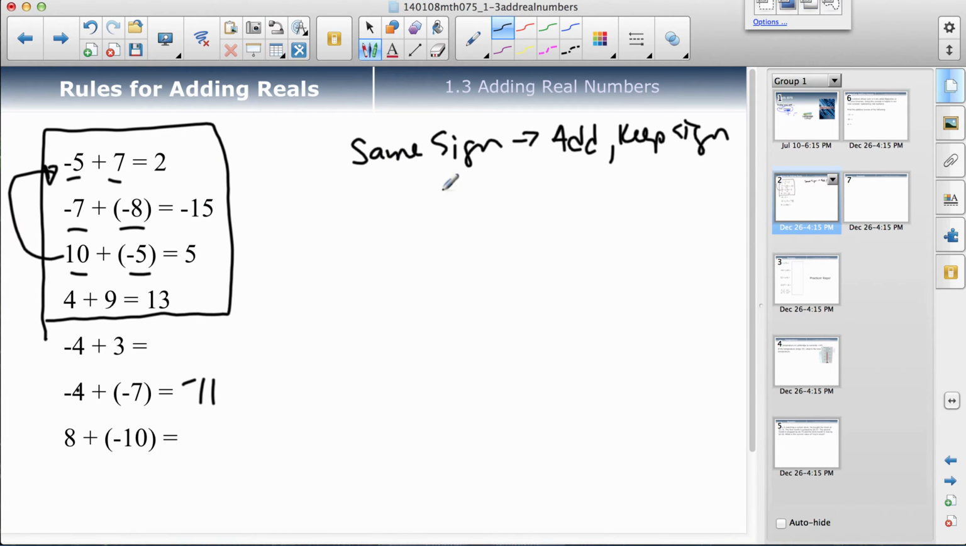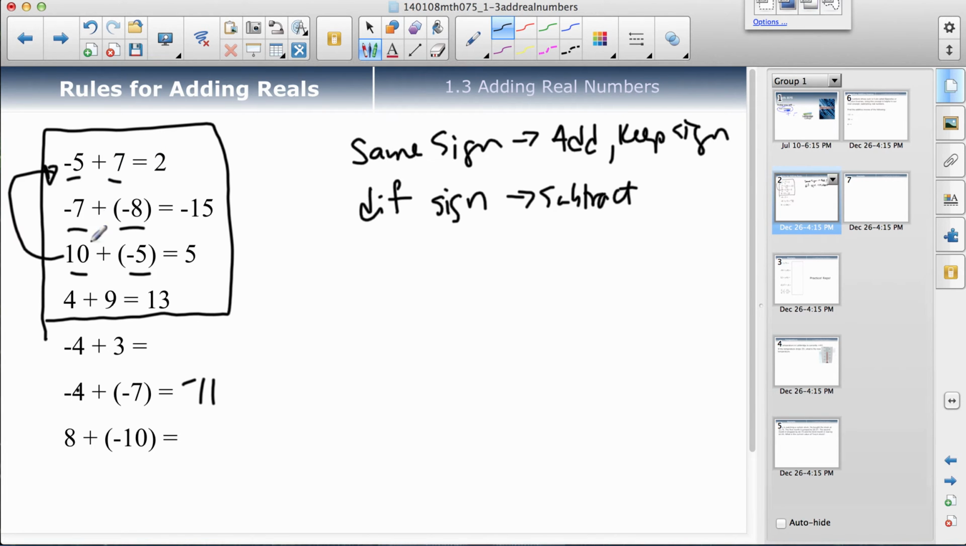Okay, so conversely, you can maybe think about the other rule. The other rule would be if they have different signs. So here's ones where they're different, and it looks to get an answer of 2 that they subtracted those 2 numbers. So different signs, you would subtract. And what sign would you take? You can't keep a sign because they're different signs. Well, it looks like the bigger one, I kept the bigger number's sign.